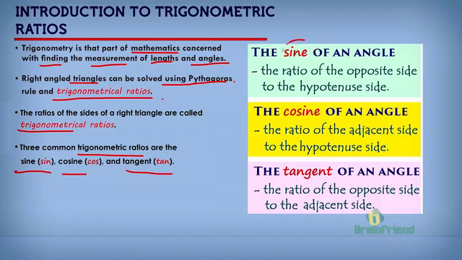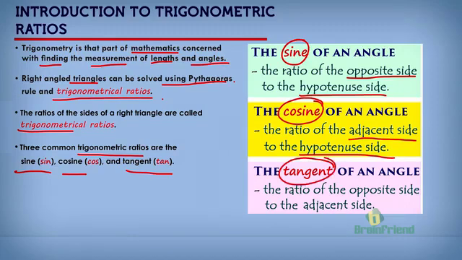The sine of an angle is the ratio of the opposite side of the angle to the hypotenuse side of the angle. The cosine of an angle is the ratio of the adjacent side to the hypotenuse side of a triangle. And the tangent of an angle is the ratio of the opposite side of a triangle to the adjacent side.